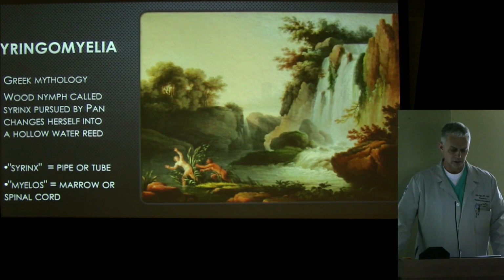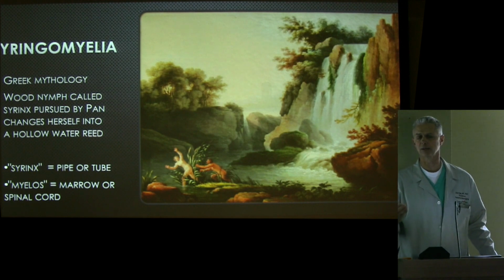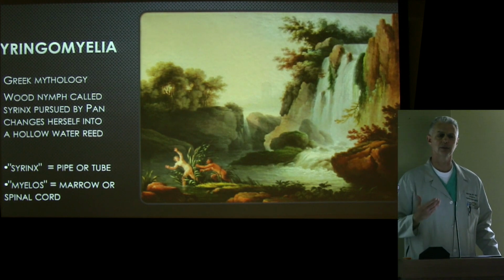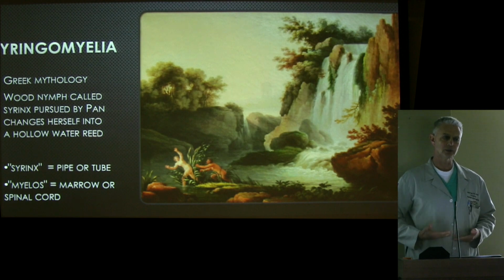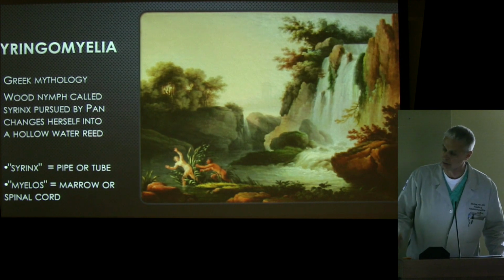But from the Greek mythology, the word syrinx comes. I find this fascinating. So there was a wood nymph named Syrinx, and she was pursued by this Greek god Pan, who's a god of the forest, the god of fertility. Below the waist, he's horse. Above the waist, he's human. And he would chase after all these nymphs.